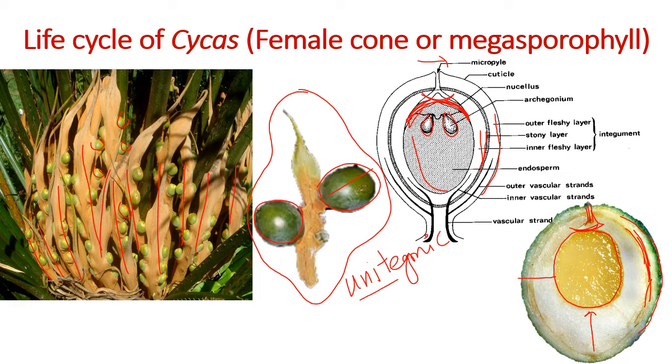Unitegmic means with one integument. But this one integument is differentiated into three layers: the outer layer, which is fleshy, the middle layer, which is stony, and the inner layer, which is again fleshy. So this is the typical structure of the female cone, and the internal structure of the ovule is like this.